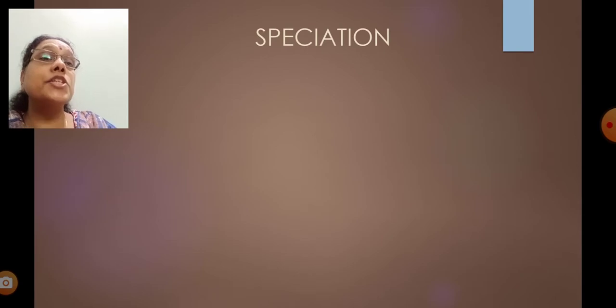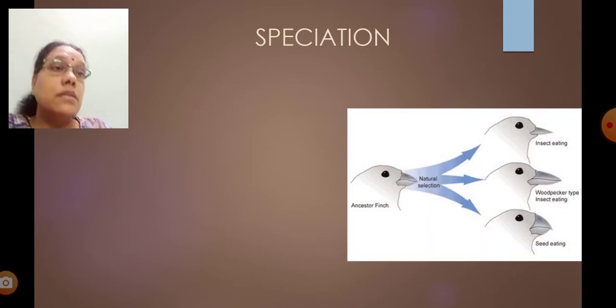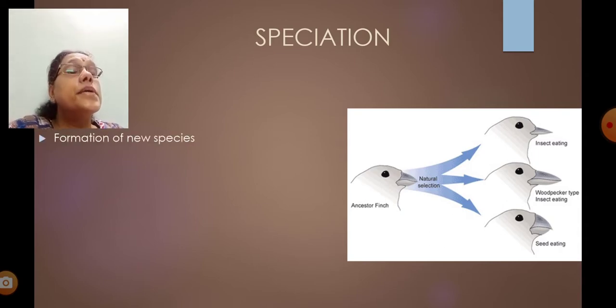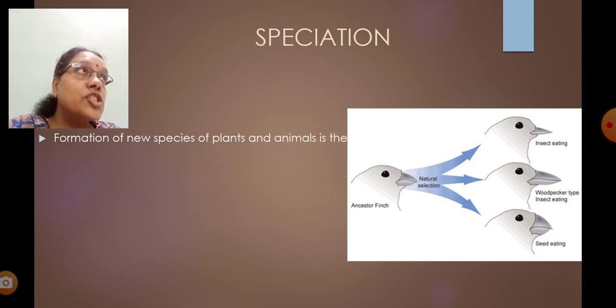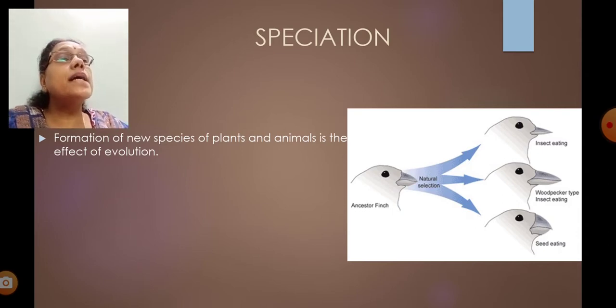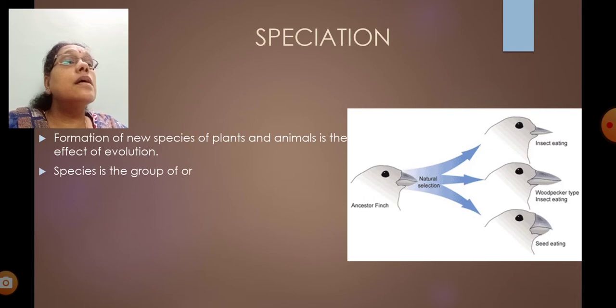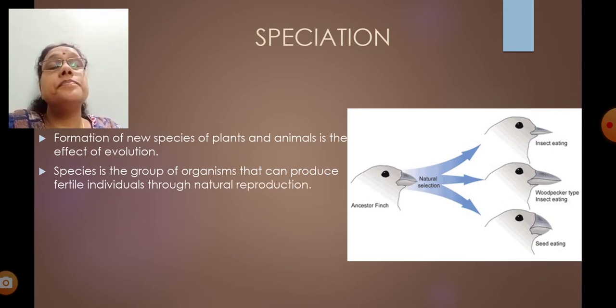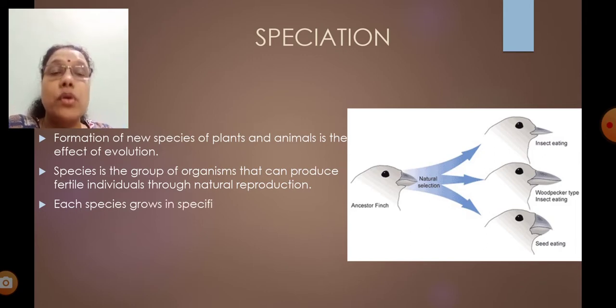Next is speciation. Here one picture: bird, ancestor finch, natural selection. Then you can observe the changes in the shape of the beak. First one bird is insect eating. Second one is woodpecker type, and third one is a seed eating bird. That is because of the changes in the shape of the beak. Formation of new species of plants and animals is the effect of evolution.